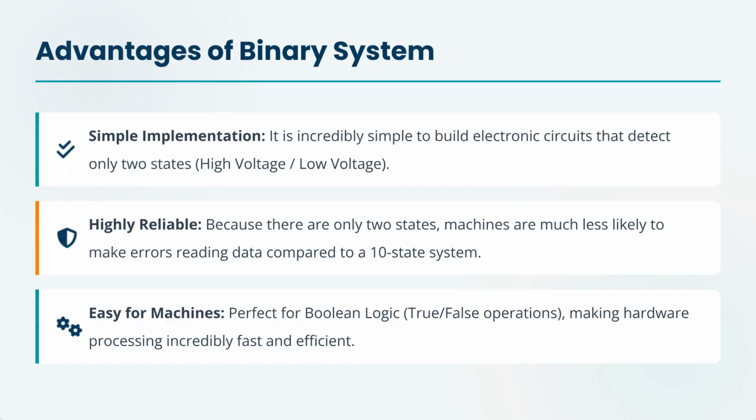The binary system offers several key advantages. Its simple implementation allows for easy creation of electronic circuits detecting only 2 states. It is highly reliable, with fewer data reading errors compared to a 10-state system. Finally, it's perfect for Boolean logic, making hardware processing fast and efficient.